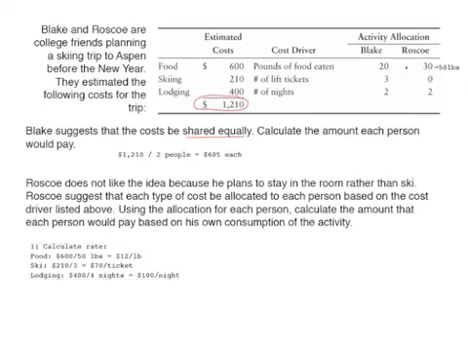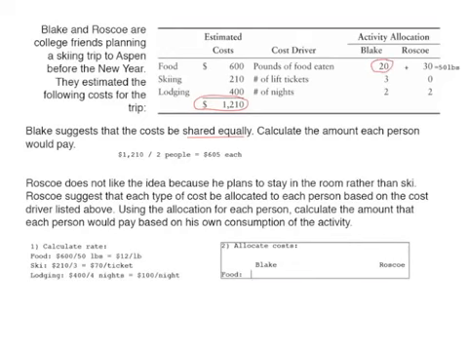The second step is to allocate the costs to each product. In this case, our product is people. So we have Blake, and we have Roscoe. For food, Blake, if we go back up here, is going to eat 20 pounds of food. So we're going to take our rate, which we determined to be $12 per pound. So $12 times 20 pounds of food, he is going to cover $240 of that cost.